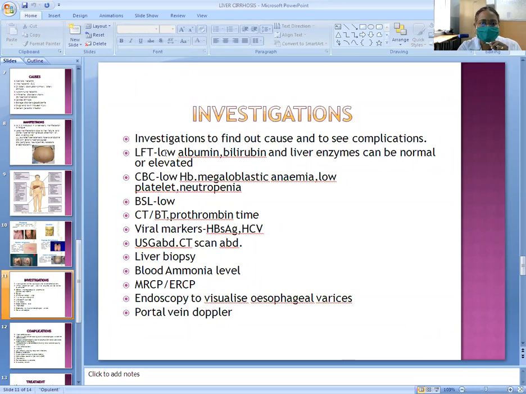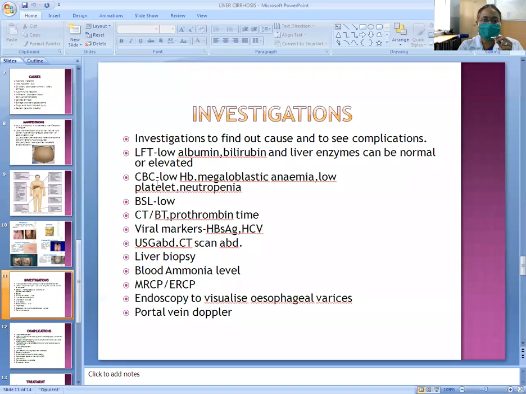When liver cirrhosis is there, the liver stops all its functions, so in the liver function test you get low albumin. Albumin cannot be synthesized by the liver. Bilirubin is sometimes raised, and liver enzymes are sometimes raised or can be normal because of necrosis of all liver cells. Once there is necrosis of all liver cells, there is no enzyme production by the liver cells, so liver enzymes can be normal.